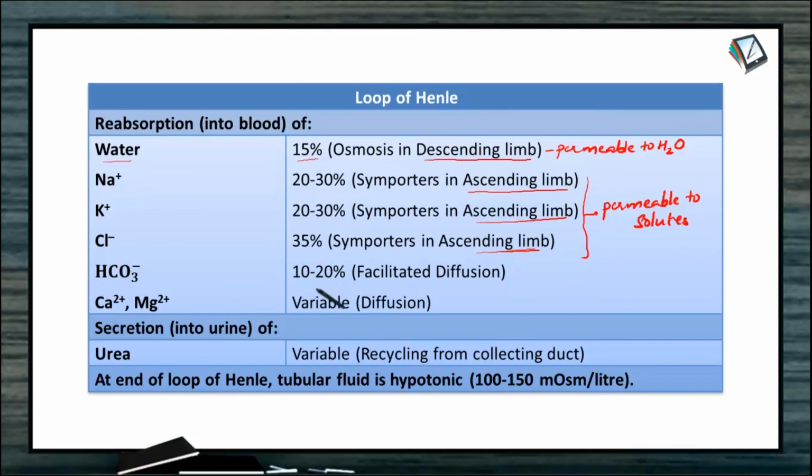Bicarbonate ions are reabsorbed up to the level of 10 to 20% by facilitated diffusion. Calcium ions and magnesium ions are reabsorbed in variable amounts by diffusion. After reabsorption of all these substances, urea is secreted into urine in variable amounts, recycling from the collecting duct. At the end of the loop of Henle, the tubular fluid is hypotonic, which is 100 to 150 milliosmoles per liter.